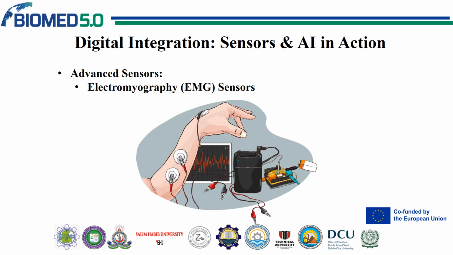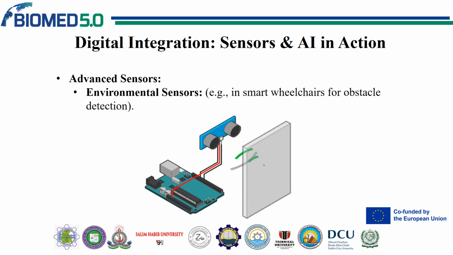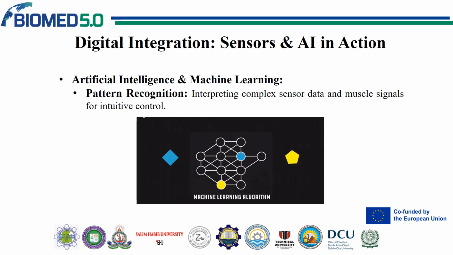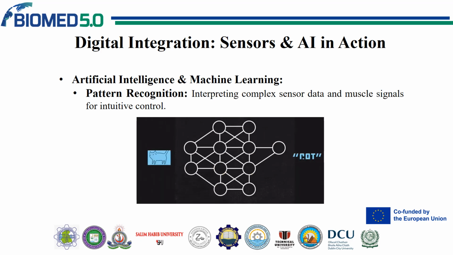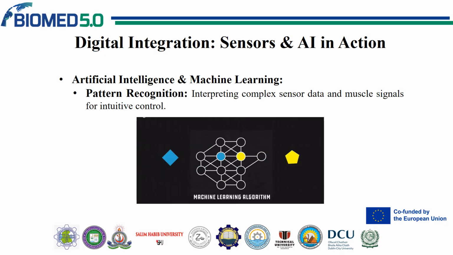Electromyography, or EMG sensors, are fundamental for myoelectric control, detecting the electrical signals from muscle contractions. And for assistive technologies like smart wheelchairs, environmental sensors are key for obstacle detection and safe navigation. All this rich sensor data is then processed by artificial intelligence and machine learning algorithms.